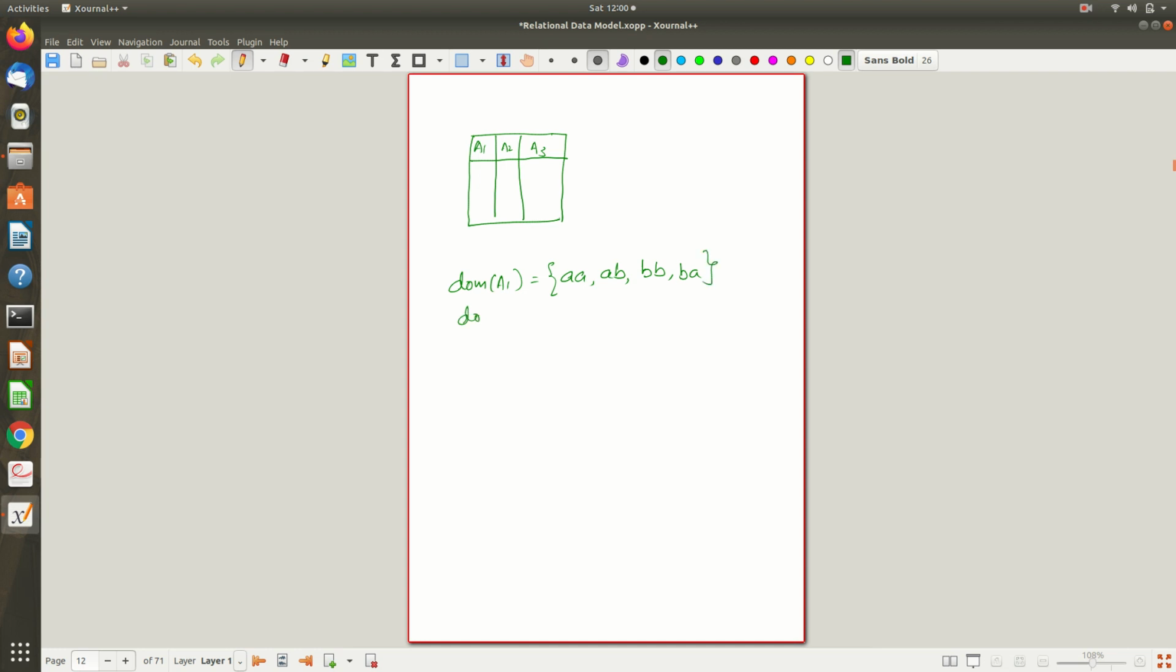So domain of A2, let it be age of pupil. Let me define some ages randomly: 20, 22, 30, 35, like that, or some 36. Now domain of A3, let it be the grade of pupils. Say grades are given names like grade A, grade B, C, like that. Three grades I am defining, for example.